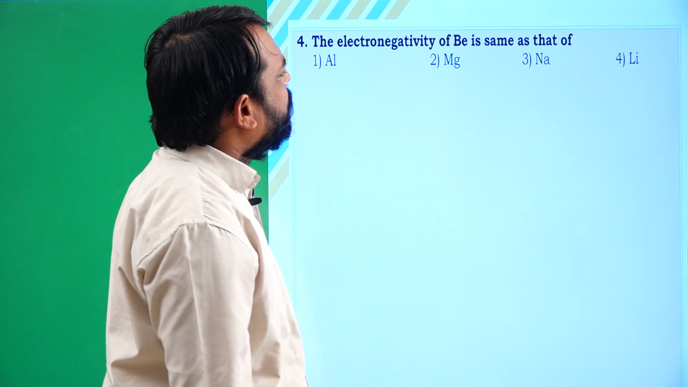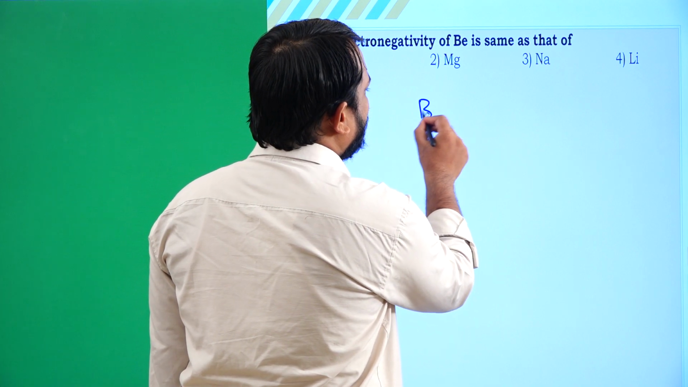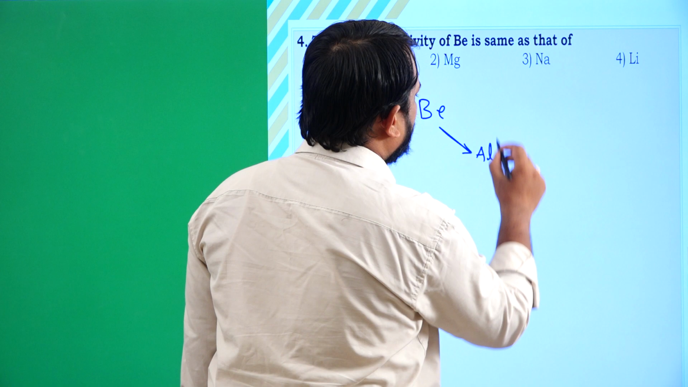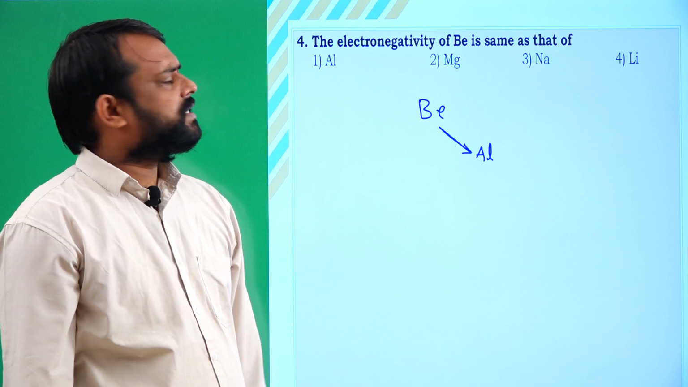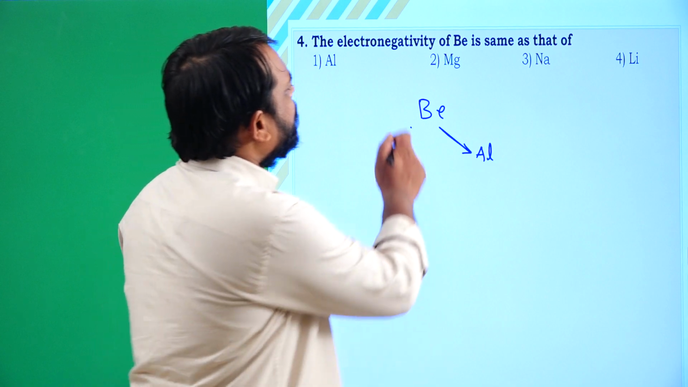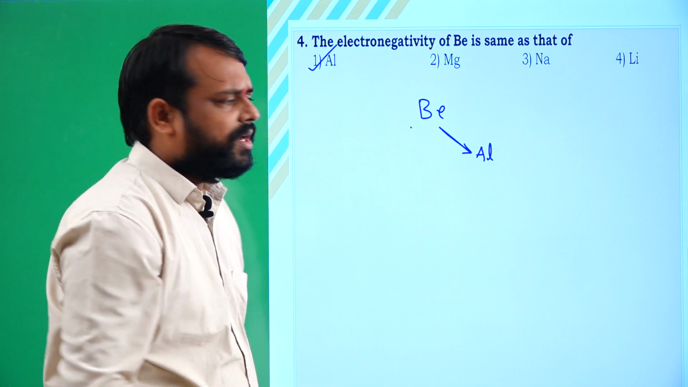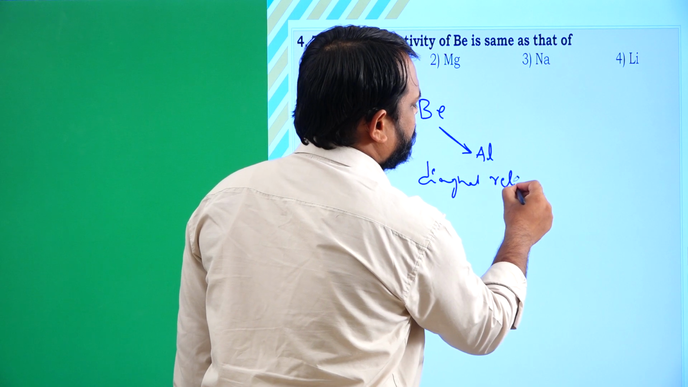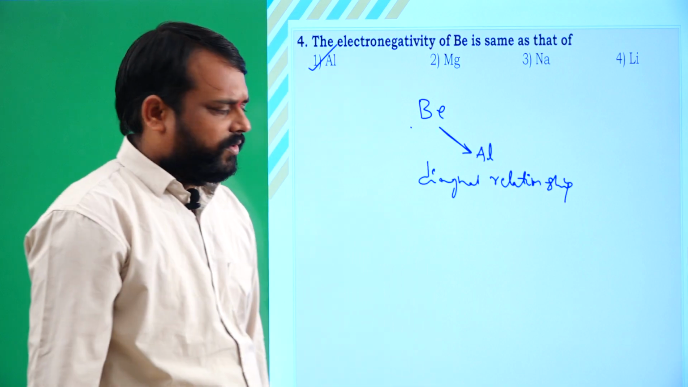The electronegativity of beryllium is same as that of. Here we will discuss the diagonal relationship. Beryllium is diagonally related to aluminum. The properties of beryllium and aluminum are similar. That means the electronegativity of beryllium is same as that of aluminum because of the diagonal relationship. We will move to the next question.